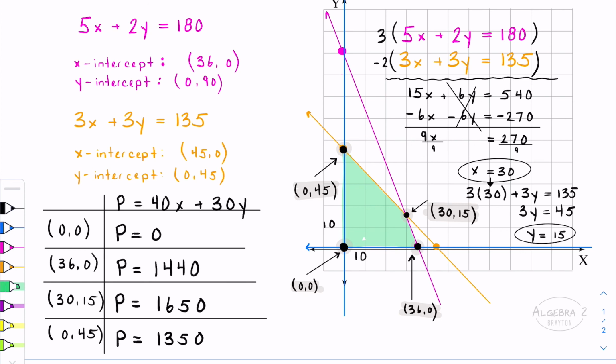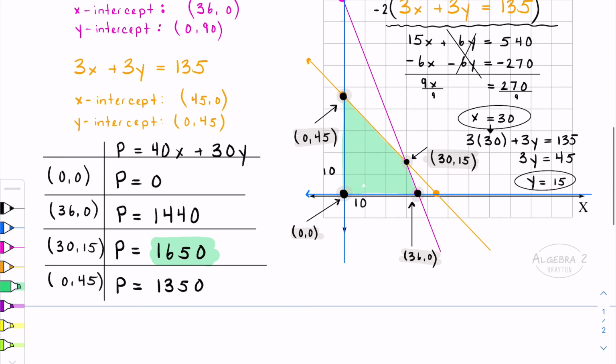So our maximum profit is $1,650. If I was to write a complete sentence to answer this, I would say something along the lines of Jitters would make a maximum profit of $1,650 if they make 30 batches of M&M cookies and 15 batches of Reese's Pieces.